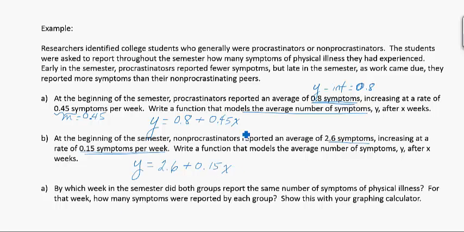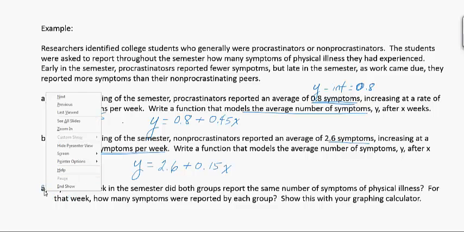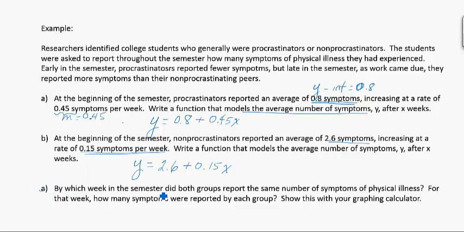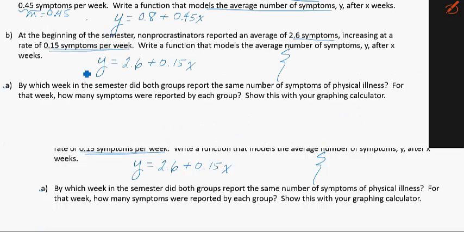So this models our procrastinators, and then part B is our non-procrastinators. And we are being asked by which week in the semester did both groups report the same number of symptoms of physical illness. What you can do is set both of these equations up as a system of linear equations.